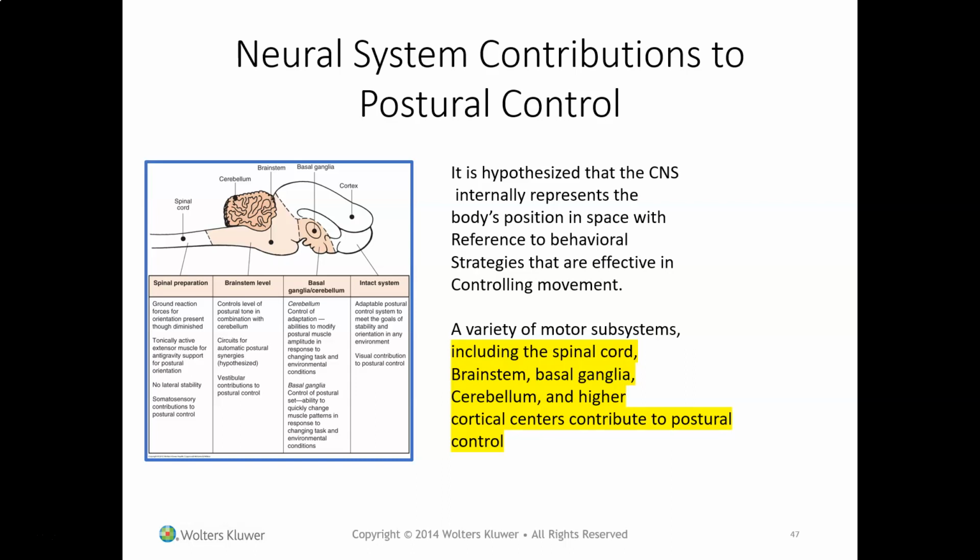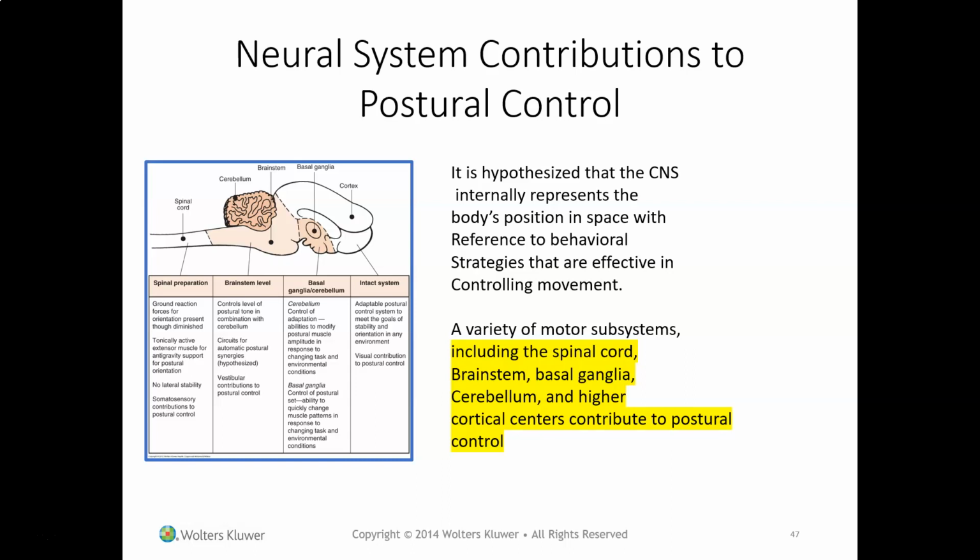What about the brainstem? Well, it controls the level of postural tone in combination with the cerebellum. Circuits for automatic postural synergies. Vestibular contributions to postural control. So now you can see, okay, if I have an injury to the spinal cord, if I have an injury to the brainstem, if I have an injury to the basal ganglia or cerebellum, what's going to be affected as far as how my posture is controlled.